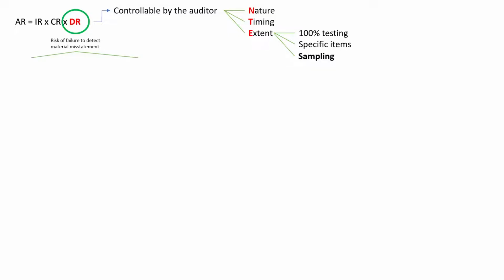Now we go back to detection risk, and we recall that detection risk simply means the risk of failure to detect material misstatement. We are basically saying that the auditor's procedures are not perfect.